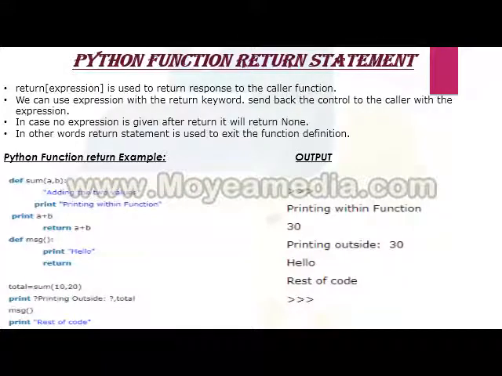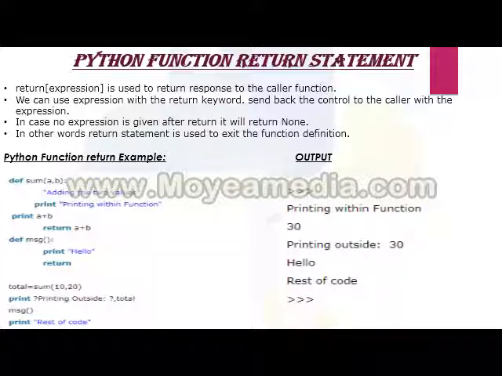Now we will see the Python function return statement, meaning how a function can return a value from it. The return expression is used to return a response to the caller function. We can use an expression with the return keyword to send back the control to the caller with the expression. In case no expression is given after return, it will return None. In other words, the return statement is used to exit the function definition.